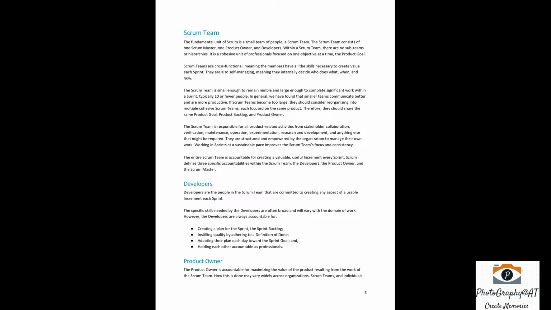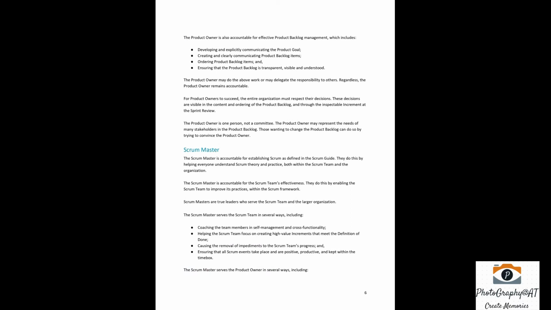Product owner. The product owner is accountable for maximizing the value of the product resulting from the work of the Scrum team. How this is done may vary widely across organizations, Scrum teams, and individuals. The product owner is also accountable for effective product backlog management, which includes developing and explicitly communicating the product goal, creating and clearly communicating product backlog items, ordering product backlog items, and ensuring that the product backlog is transparent, visible, and understood. The product owner may do the above work or may delegate the responsibility to others. Regardless, the product owner remains accountable.